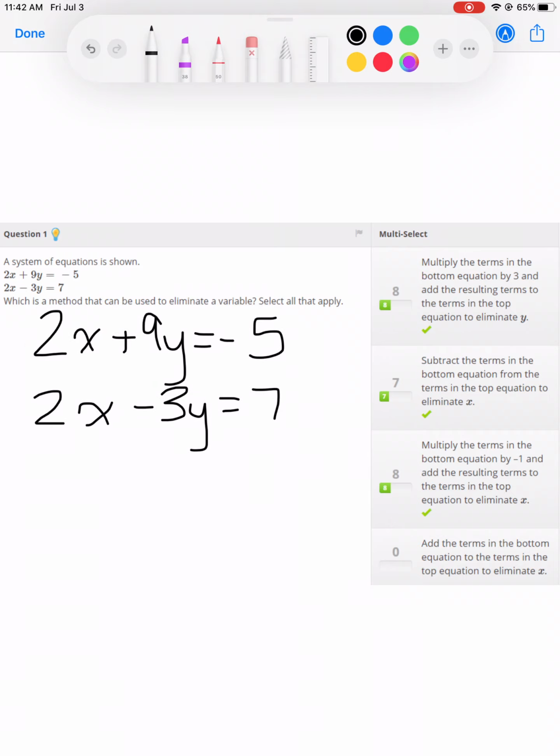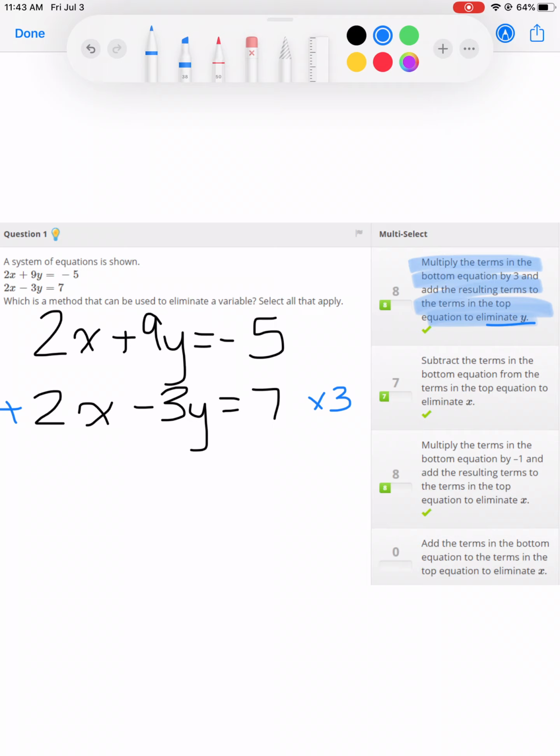Alrighty, so the first one I'm going to do in blue, and then I'm going to get rid of it and go on and do the next one, okay? So it says multiply the terms in the bottom equation by 3. So we're going to multiply all of these by 3, and add the resulting terms to eliminate y. So we're going to add them. We're going to multiply everything by 3.